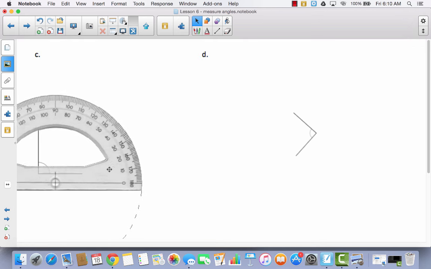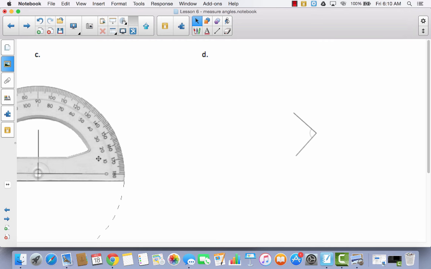All right, so let's put our protractor on here. And it looks like it is exactly 90 degrees. So let's go ahead and write 90 degrees. That does say 90, by the way, even though, let's try that again.